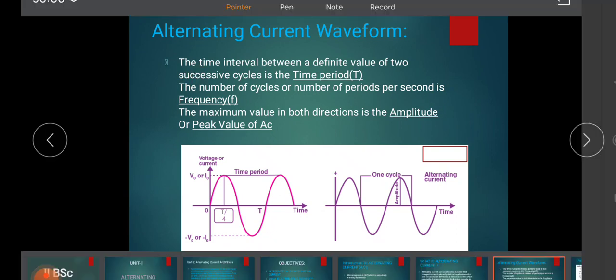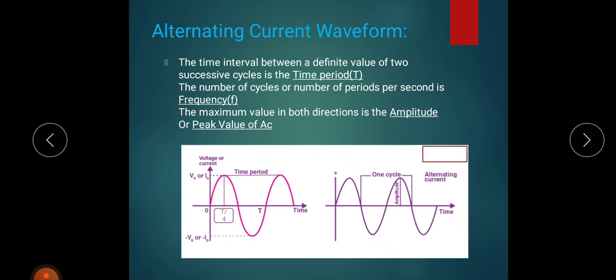Here, the successive cycle means one positive half cycle and one negative half cycle, and the time interval between them is known as the time period T. The time period is indicated by the capital letter T. The time interval between a definite value of two successive cycles is known as the time period T.